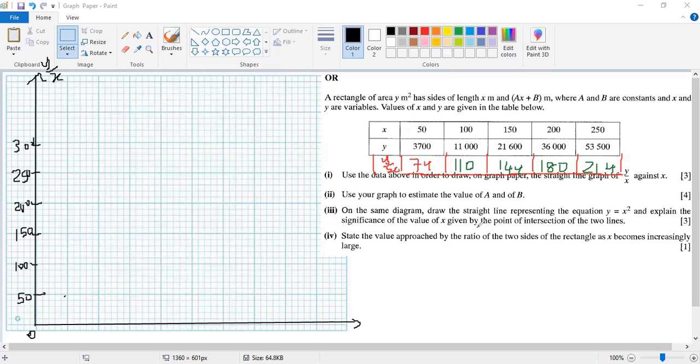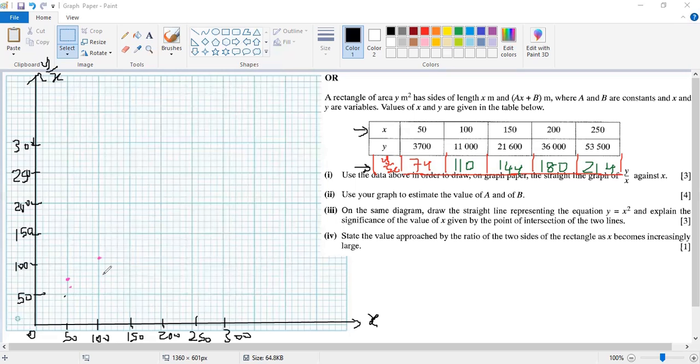And then this is y over x. We plot it against x. So x, and there's y over x. We're going to choose these values for x. So you can see that 50, also we can do 50, 100, 150, 200, 250, 300 or whatever. Okay, now let's just plot the points. So y over x, 50, and then 74. 50, 60, 70, roughly somewhere here, 74. Then 100 and 110. 100 here, 110 is down here.